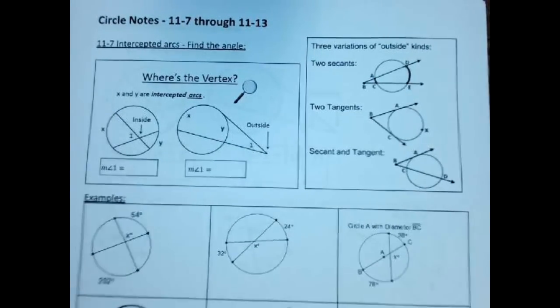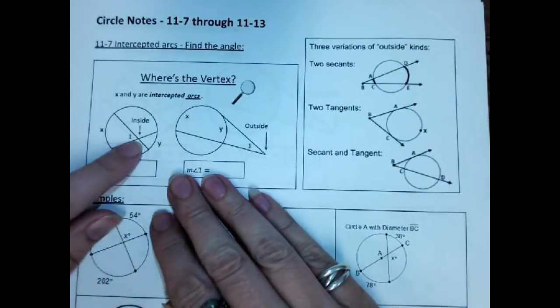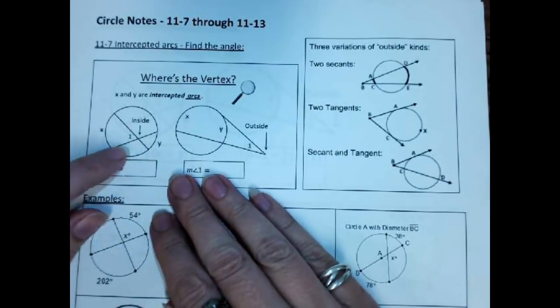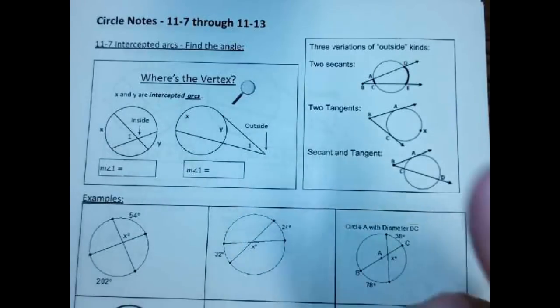Okay, we're going to start on our next note packet, 11-7, and we're continuing talking about intercepted arcs. On all of these we're going to be looking for what the angle is. And you'll notice what's different on these than the last ones is this is not at the center of the circle, and it's not on the circle.